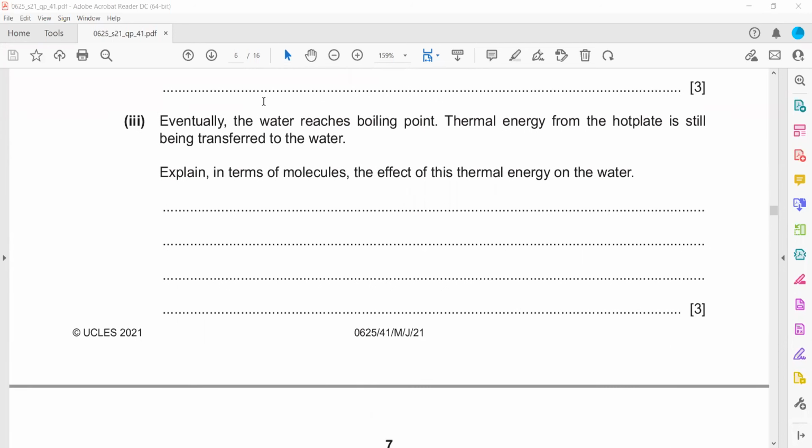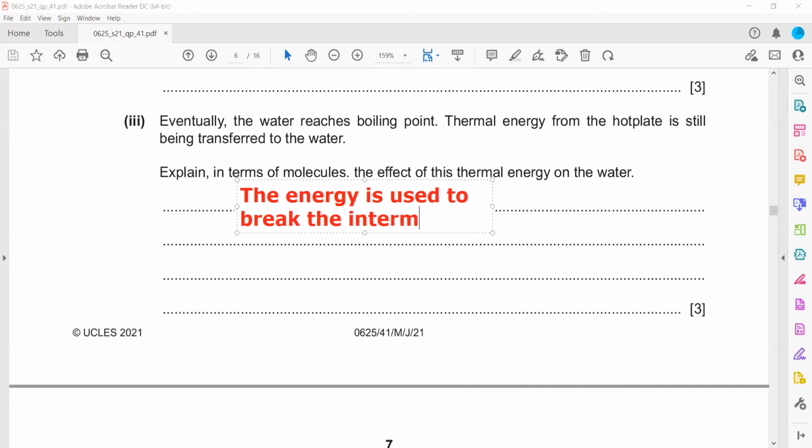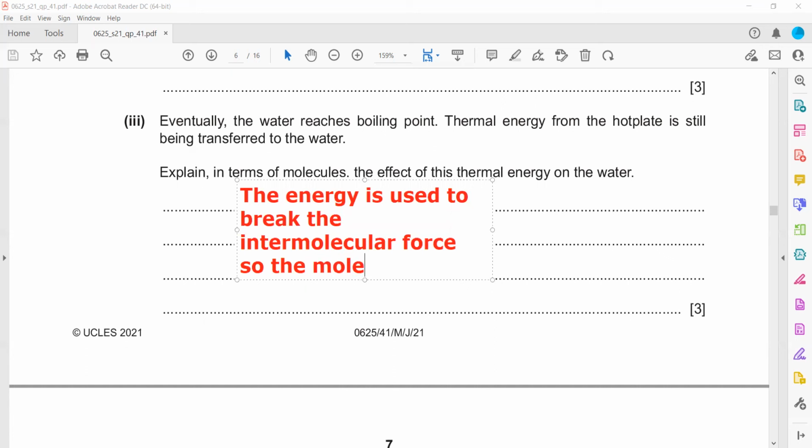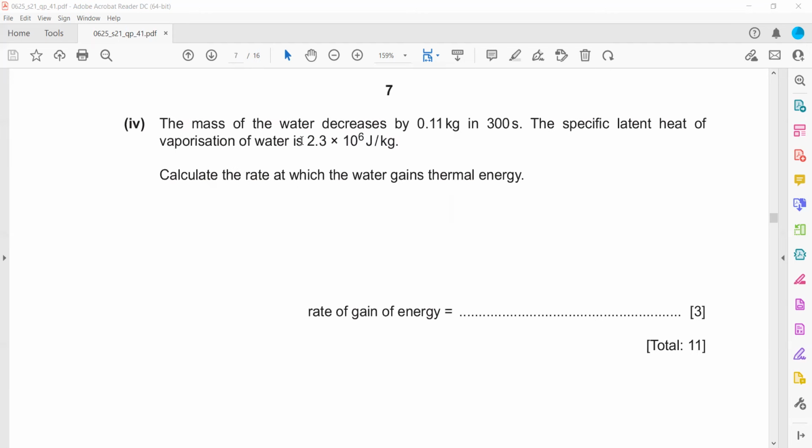Eventually, the water reaches boiling point. The thermal energy from the hot plate is still being transferred. In terms of molecules, what happens in boiling? The energy is used to break the intermolecular forces, so the molecules can escape. But the kinetic energy remains the same. The kinetic energy does not change when the state is changing, so the temperature remains unchanged.